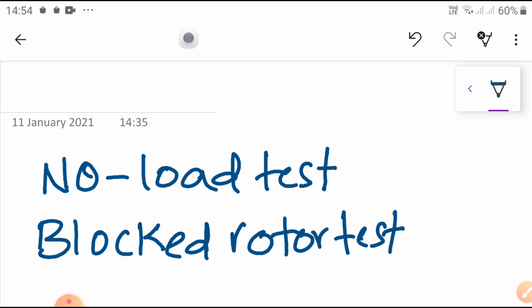On continuation of our previous classes in AC motors, we have studied the performance of induction motor in previous classes. In this session, we are going to concentrate on tests of an induction motor.